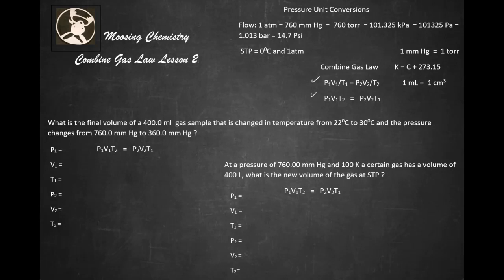What is the final volume of a 400 milliliter gas sample? So we're looking for the volume here. The gas sample went from 22 Celsius, so that's our first temperature, to our second temperature of 30 Celsius. And the pressure changed from 760 millimeters of mercury to 360 millimeters of mercury.